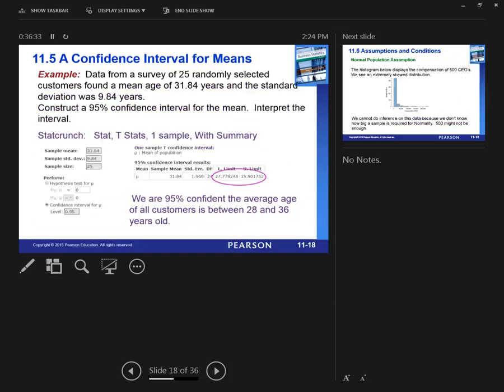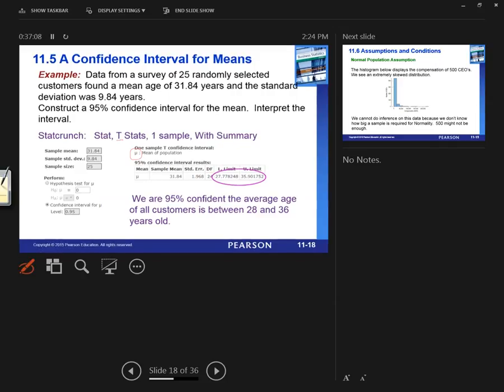All right, if we can do this with StatCrunch, very easy. Like we did with stat for proportions, now we're going to do T stats. These are all going to be t things. We're taking one sample, and we're interested in the mean of that sample. We have summary data: the mean, the standard deviation, and the sample size. Later on, we're going to look at one with data. With data, I would have the age for all 25 people in a big column.